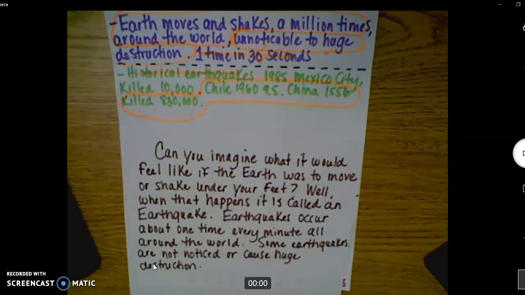Earth moves and shakes. I have that here when I ask the reader a question about feeling the Earth moving under their feet. One time every minute around the world. I have that right here too. And define the topic, that is right here when I tell the reader that when the Earth moves and shakes, it's called an earthquake. Good, it looks like I have all the ideas I plan to write and wrote more in my draft than on my graphic organizer.